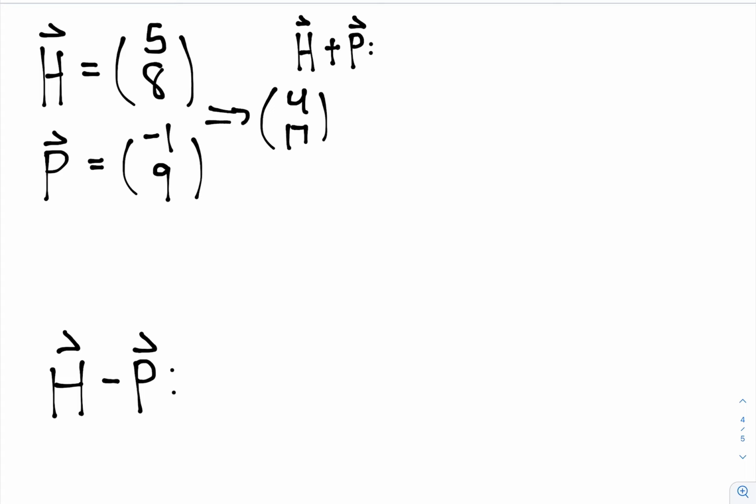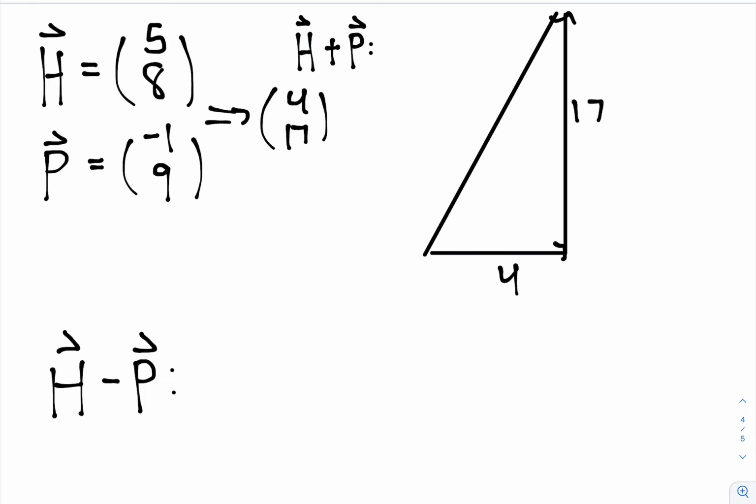So we're going to draw a vector with a horizontal length of 4 and a vertical length of 17. And we could use Pythagoras to calculate the angle and the magnitude, but you get the idea. So this is going to be your angle. So it's going to be north of east, and you can just call this length h arrow plus p arrow. So these are the two vectors being added.